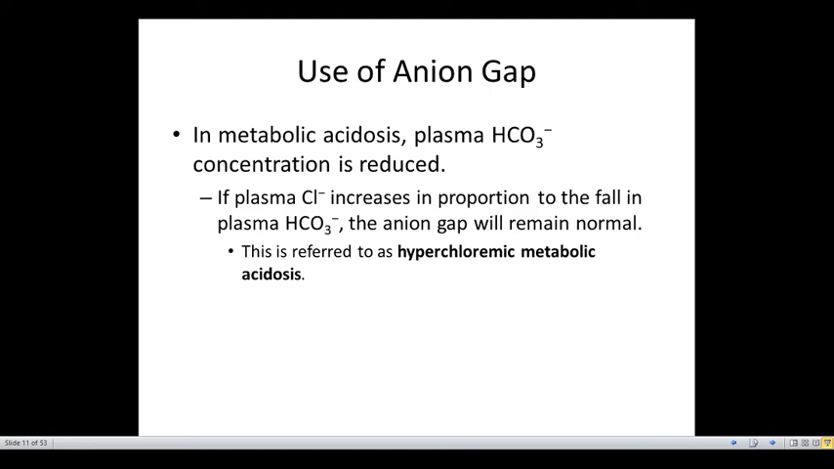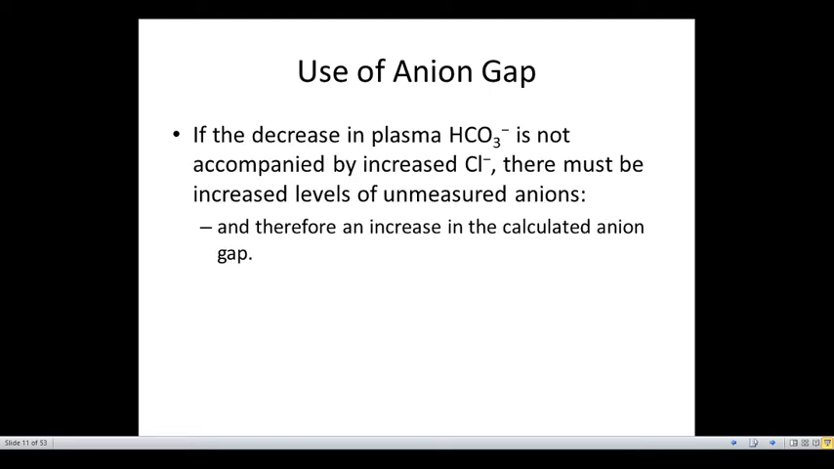This is referred to as hyperchloremic metabolic acidosis. If the decrease in plasma bicarbonate is not accompanied by increased chloride ions, there must be increased levels of unmeasured anions, and therefore an increase in the calculated anion gap.